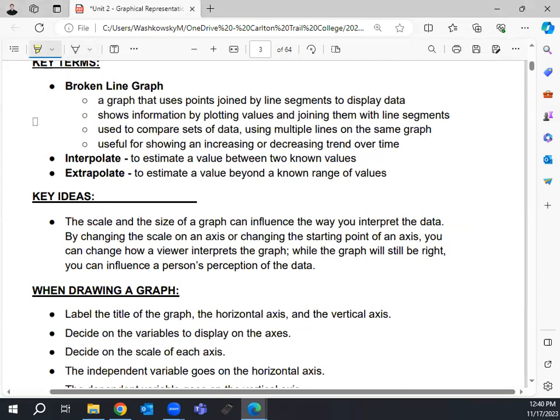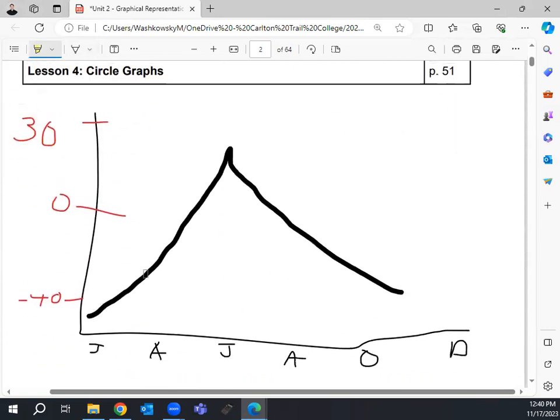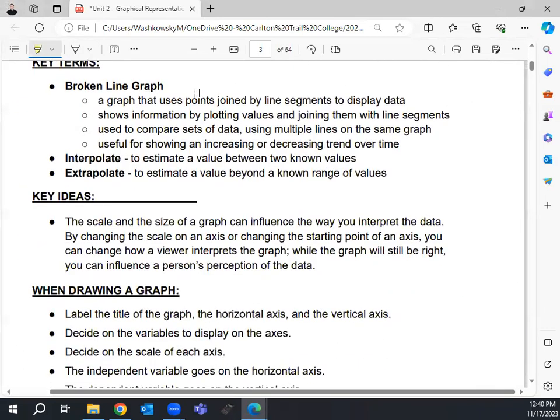But what a broken line graph is, just like what we showed up here with the average temperature per month, we use points that are joined by line segments, which basically means that we go from one point to the next point. So I would go from January to February, and I would just draw a line that connects those 2 months. And then I draw a new line that connects February to March, and then March to April, and then April to May, and so on and so forth. So we use a graph that just looks at the points and draws lines between the points. And using this, we display what are called sets of data.